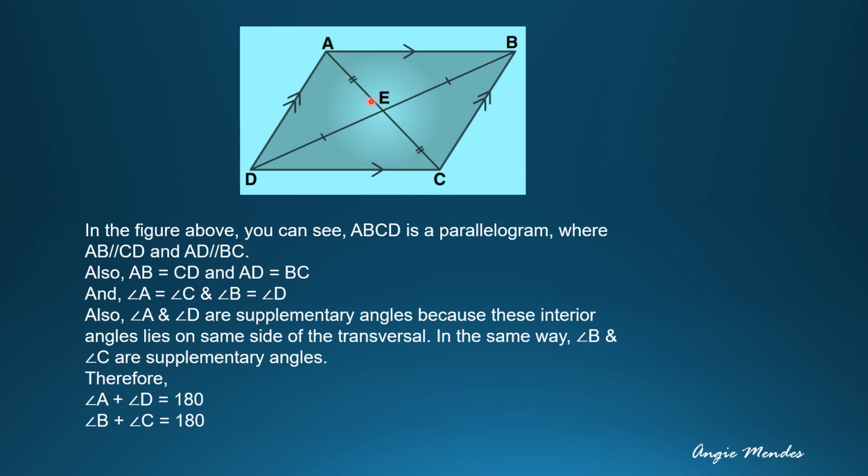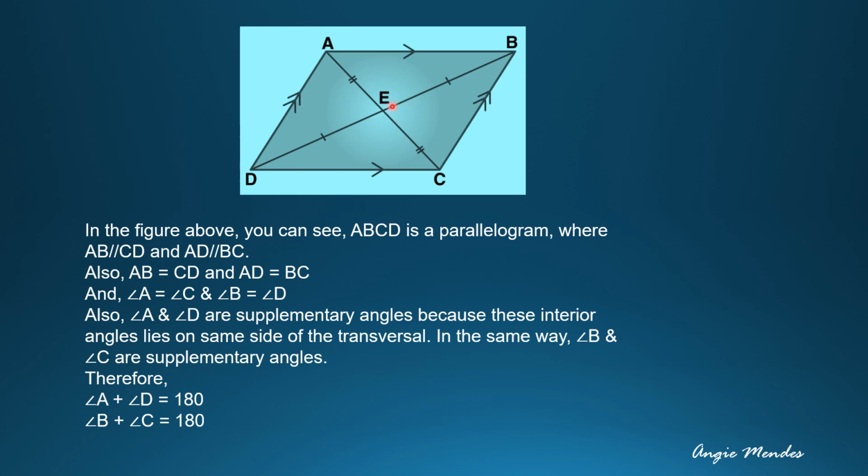Now let's look at the diagonals, or we also call them the transversal. We have the transversal AC. Now this transversal is dividing the entire parallelogram into two congruent or equal triangles. So we have triangle ABC and we have triangle ADC. So this diagonal has divided the parallelogram into two triangles which are congruent.